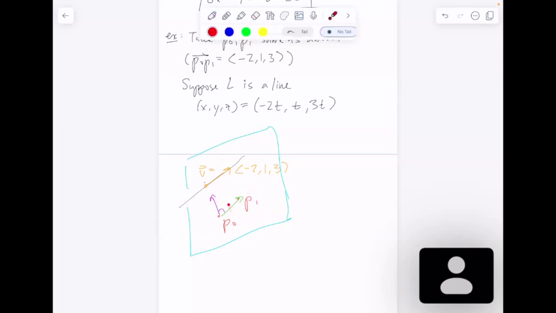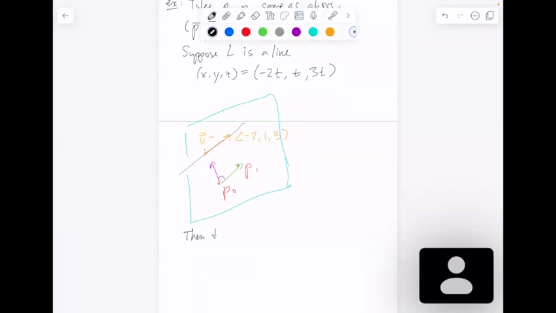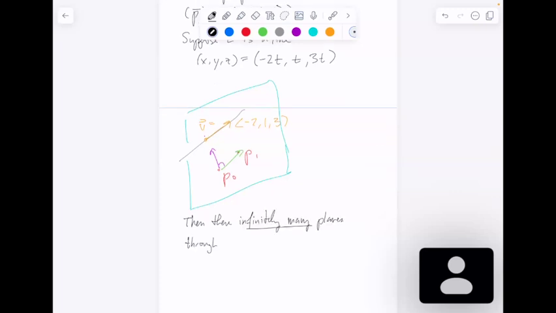And there is now a circle of directions that is normal to P0, P1. I could tilt this plane in a circle of directions around this axis and still get a plane that contains P0, P1. They're all different, but they all satisfy the fact that they contain P0, P1 and are parallel. So in this case, there are infinitely many planes that contain P0, P1 and are parallel to L.